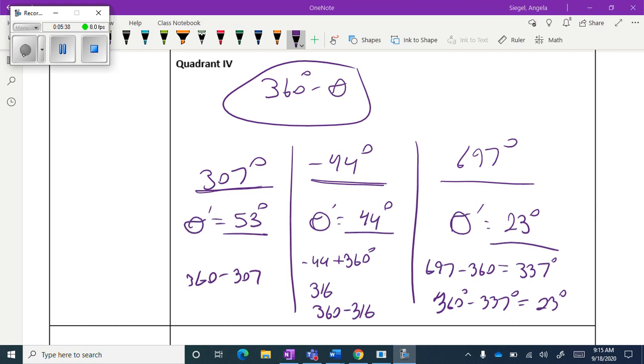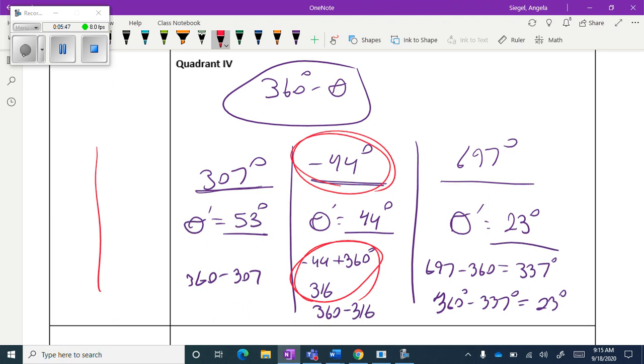Okay, and you should have gotten those three angle measurements. I want to talk about this one. You can do this if that's your comfort level, but I also want you to see that when you're going down negative 44 degrees, that's going to be your reference angle as well. Reference angles are always positive, but I just wanted you to visualize that as well.